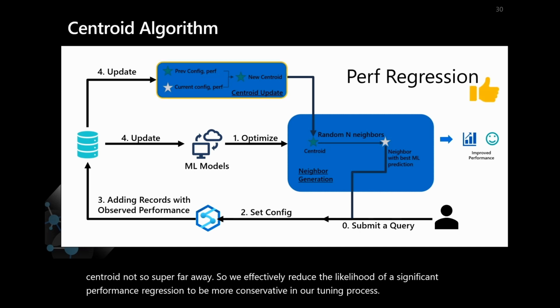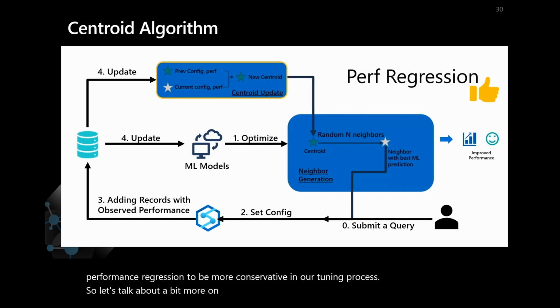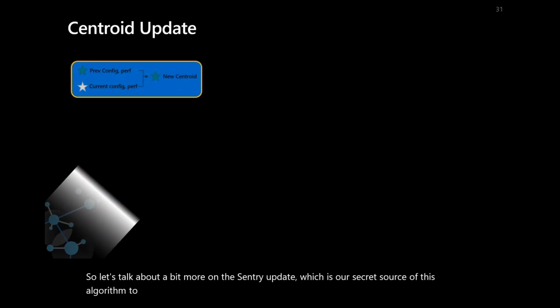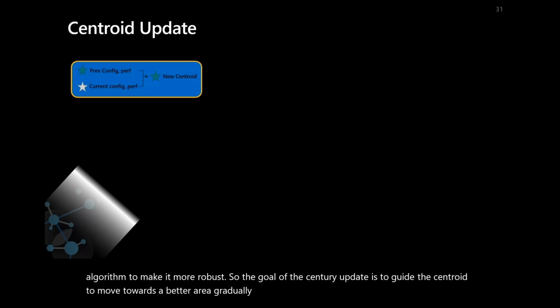Let's talk a bit more about the Centroid update, which is the secret sauce of this algorithm that makes it more robust. The goal of the Centroid update is to guide the Centroid to move gradually towards a better area, and it consists of two main steps.